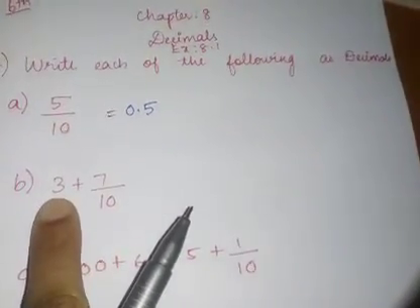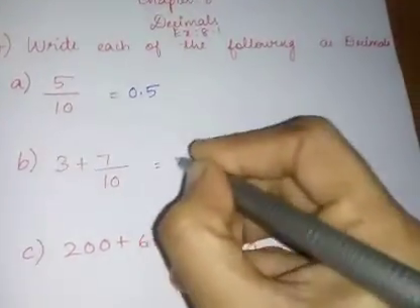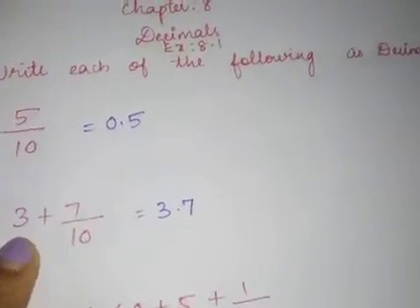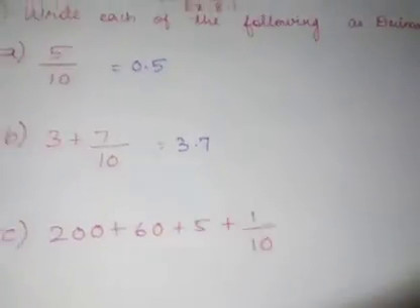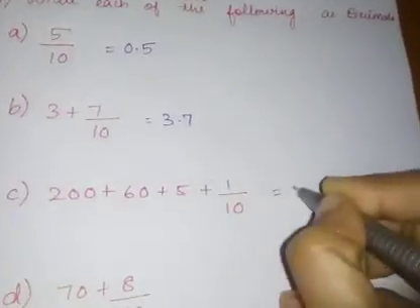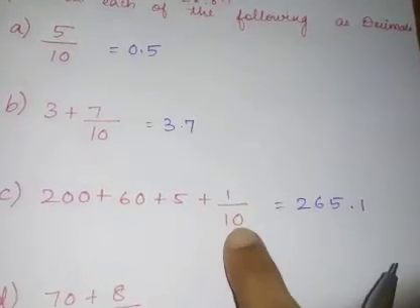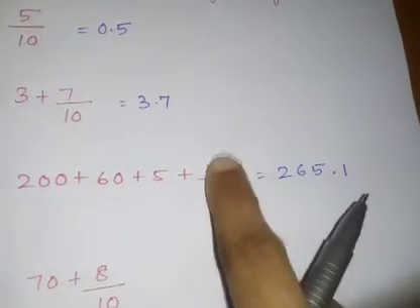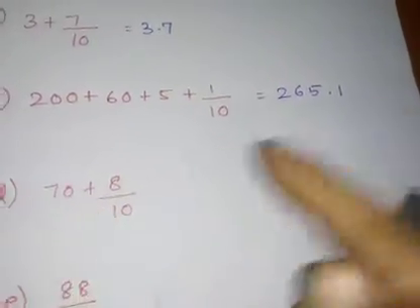Actually, this 3 is in the ones place. 7 is in the tenth place. So how will we write it? 3.7. Okay. 3 is in the ones place. 7 is in the tenth place. So 3.7. Next, 200 plus 60 plus 5. How will we write it? 265.1, because 1 is present in the tenth place. So 265.1. Next here.